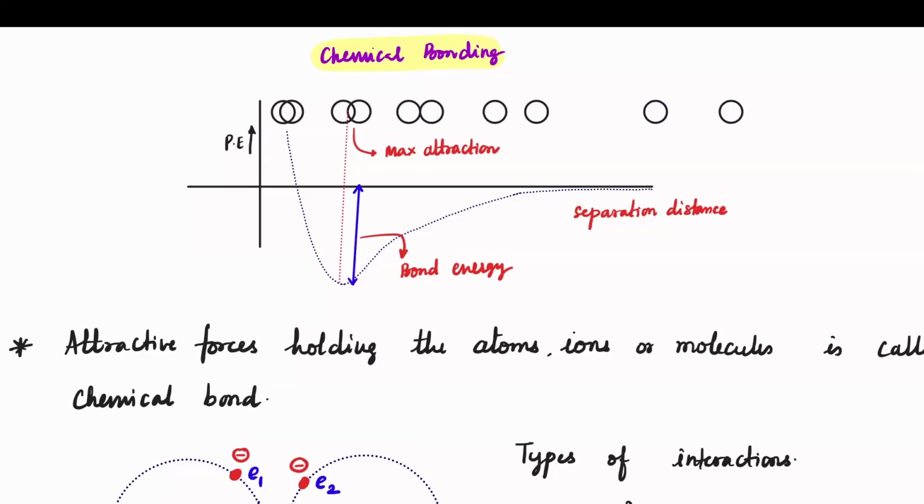So if I plot a separation distance, this distance that is r, and as the separation distance decreases, what would happen? There would be a certain interaction that will start happening between the atoms. Due to that interaction, there would be either attraction or repulsion. Got it? If it is undergoing attraction, then the potential energy will decrease. If it is undergoing repulsion, then the potential energy will increase.